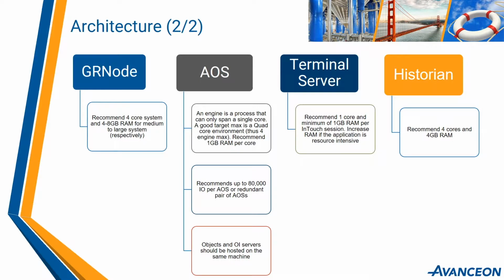Continuing with architecture, it's recommended that for your GR node, you have a 4-core system with 4 to 8 gigabytes of RAM. That's for a medium to large system. Obviously, every system is going to be different, but this is just a good benchmark.